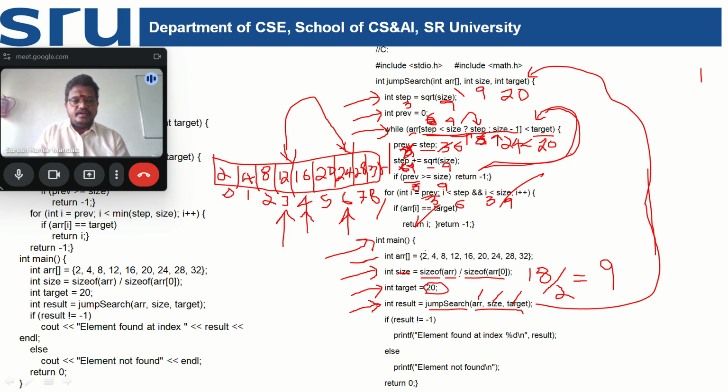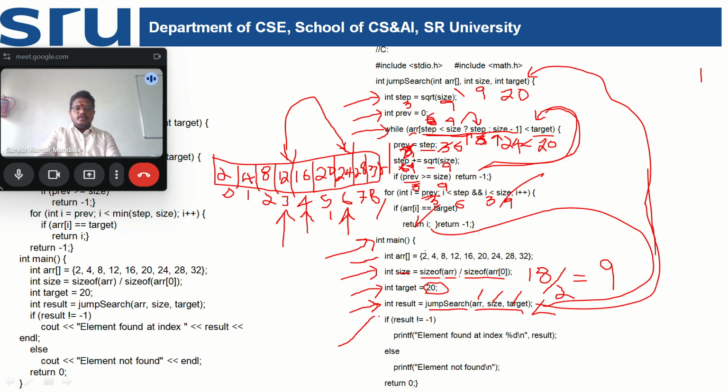Now compare 16. Is 16 equal to the target? No. Again the I value is incremented to 5. After getting the 5, what is the value? 20. 20 is equal to the target value 20. Yes, it will return I. Coming from here, it will jump from the same line, and the result will be stored with the index value 5. Here result 5 is not equal to -1. It will print the element.